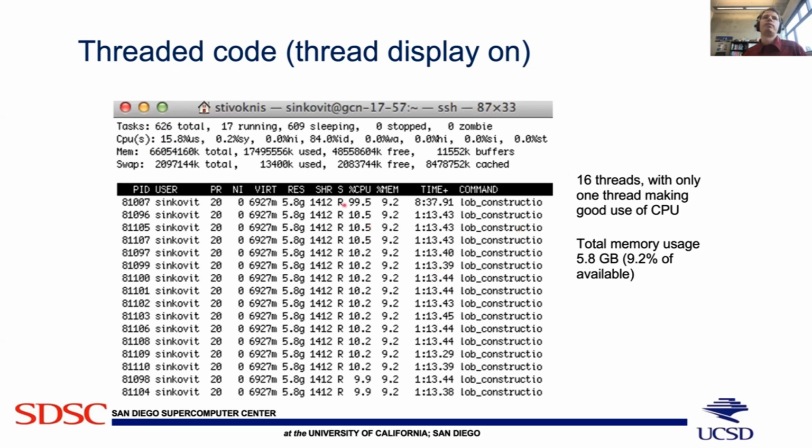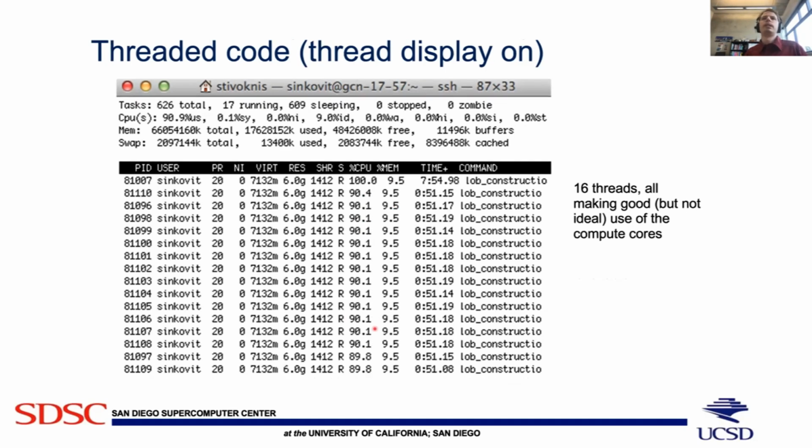But what we see here, if we look at this in detail, is that one process is making good use of CPU and the other one's not, right? In this example. So this is information that you can get out of top. And here's an example where you have 16 threads that all make good use of the compute cores. Not perfect, but at least pretty reasonable, I would say.